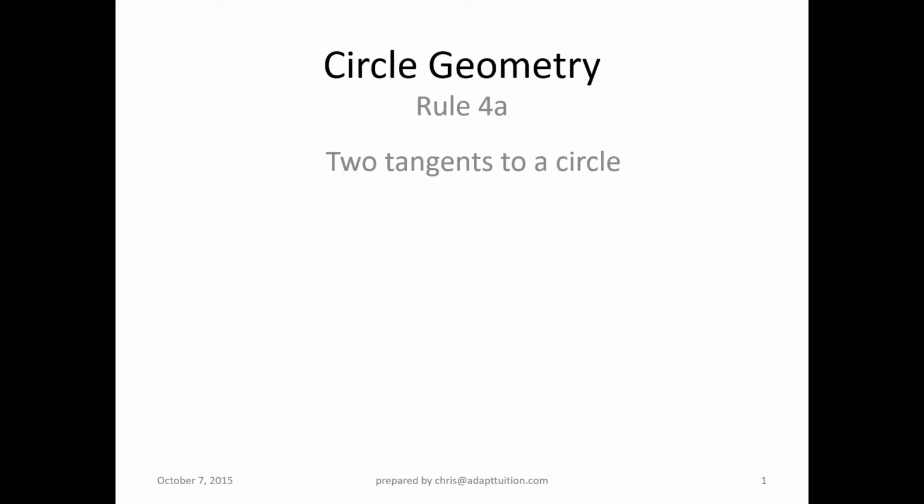So now we're dealing with the second part of the rule, which is where we have two tangents to a circle. I call it rule 4a, but it's not necessarily correctly called that. Anyway, we have two tangents to a circle. If you open, you're going to see the first diagram.